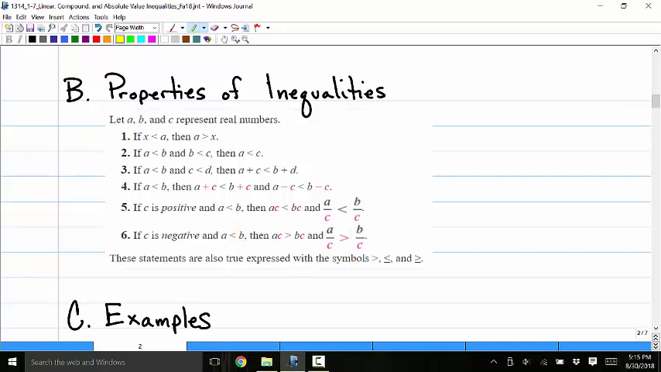So I'm going to say this. Anytime you multiply or divide by a negative number, a little flag is going to go up. And that little flag is going to remind you, oh yeah, I need to flip the sign. If you divide by a negative number, flip the sign. If you multiply by a negative number, flip the sign.